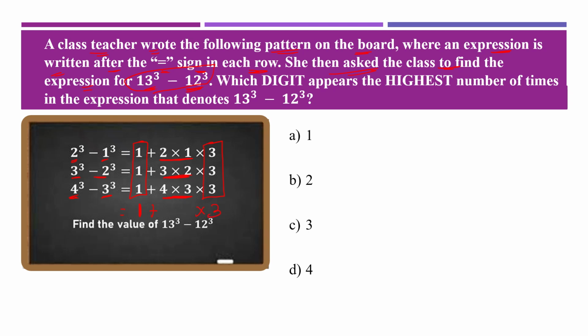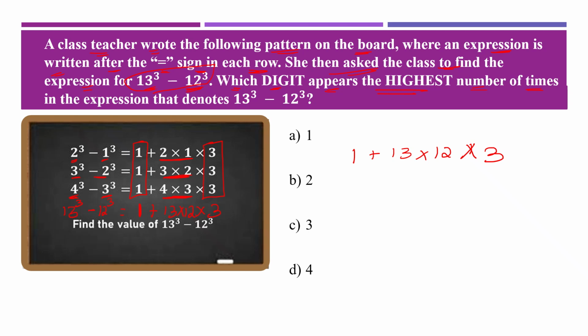So here the two numbers are going to be the first number, that is 13 cube, so we consider 13, minus 12 cube, so the second number is going to be 12. So it is 13 times 12. Great. So the number according to the pattern is 1 plus 13 times 12 times 3. And the question is, which digit appears the highest number of times?